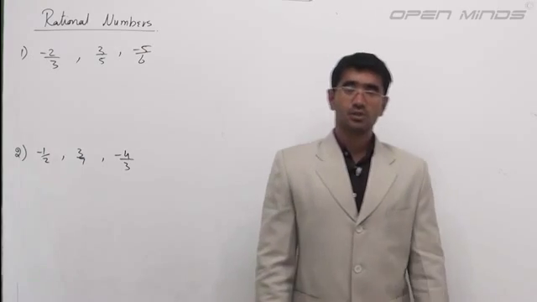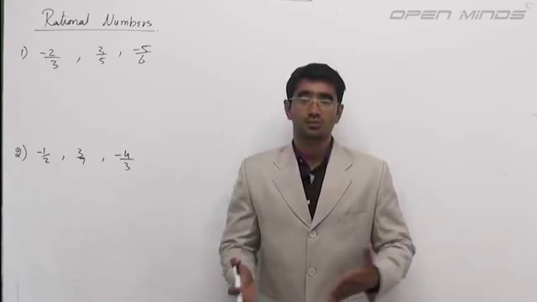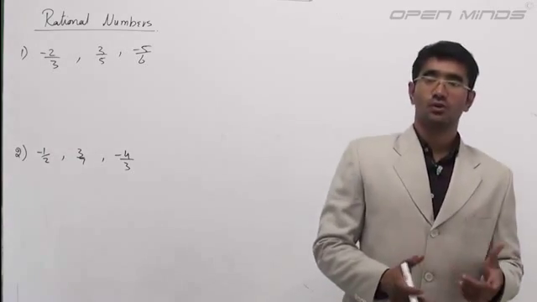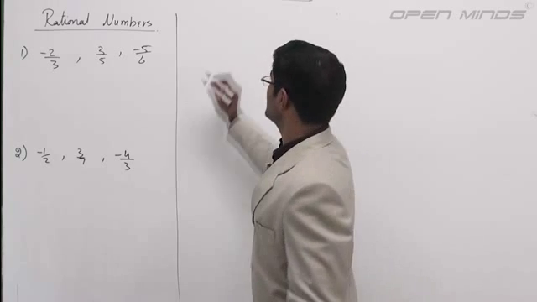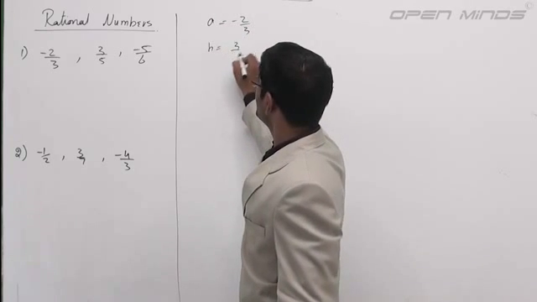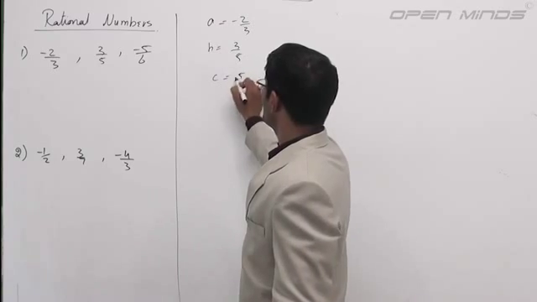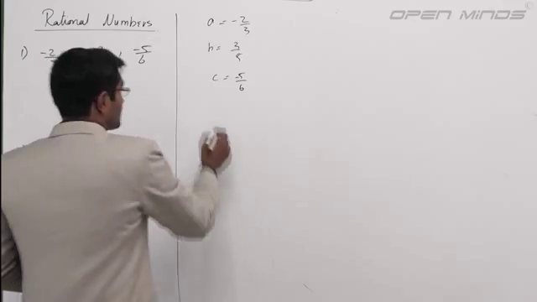Let's work with rational numbers and check whether the basic operations, addition, subtraction, multiplication and division, satisfy the associative law or not. Let's talk about the first example in your textbook. It says A is minus 2 by 3, B is 3 by 5 and C is minus 5 by 6. Now we're trying to check whether the associative law is satisfied here or not.